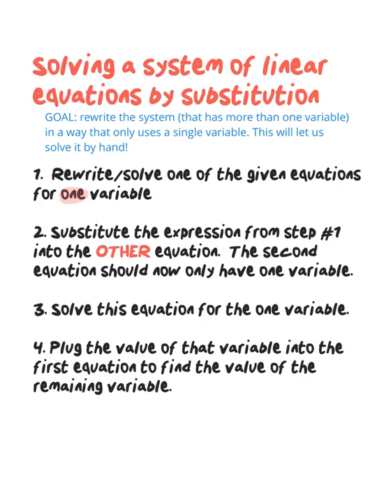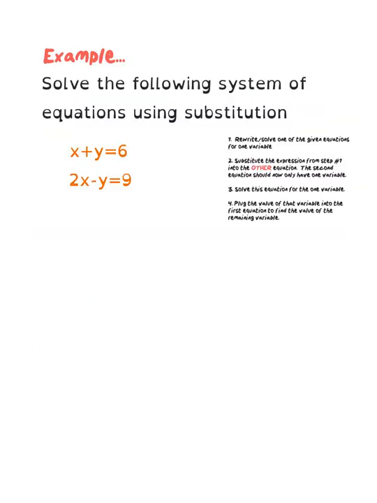So we get a variable alone, and what we're going to do with that variable is substitute it into the other expression. So then the second equation should now only have one variable. So then we can solve the second equation and get the answer for one of our variables. And once we have the answer for one of our variables, we can plug that in to the other equation and get the second variable. So let's see that in practice. It's a little easier to follow along.